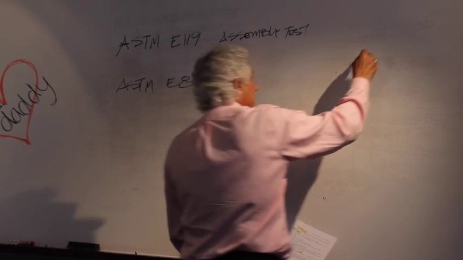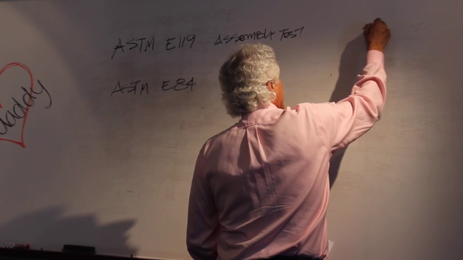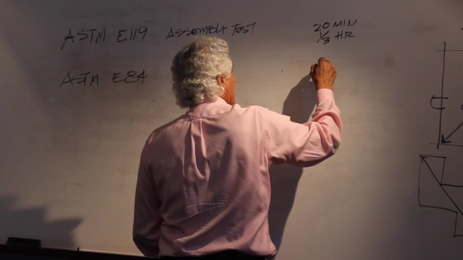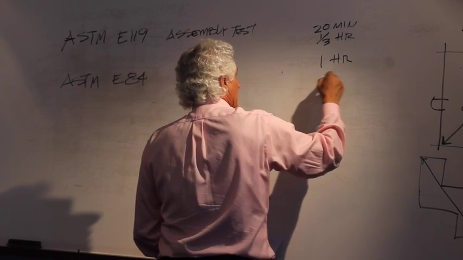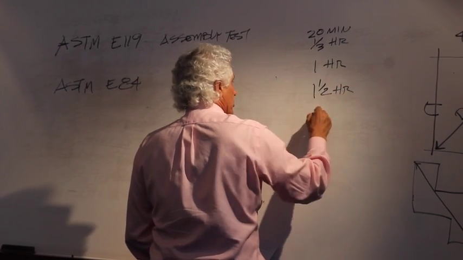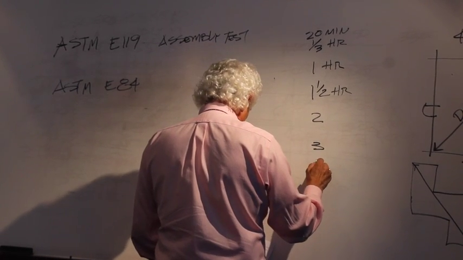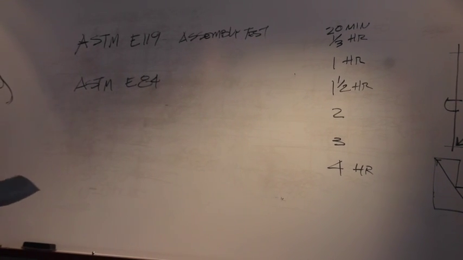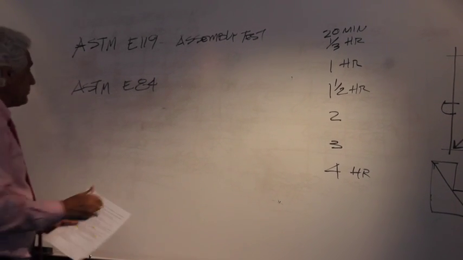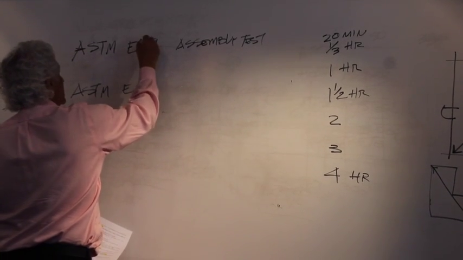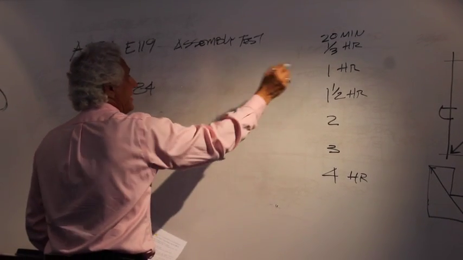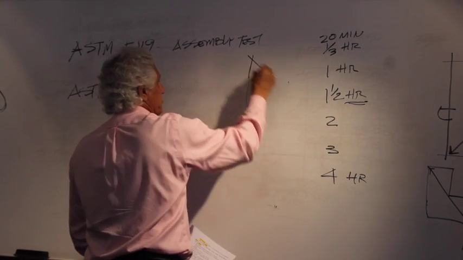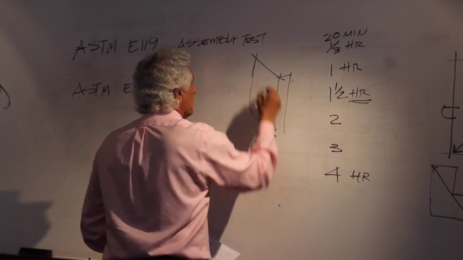The construction is rated anywhere from 20 minutes, or sometimes referred to as a 1/3 hour, a 1 hour, 1.5 hour, 2 hour, 3 hour, or a 4 hour rating. And the code will dictate when you have to have those types of rating for the construction. This is an assembly test, and that is in hours. Okay? And the assembly is something, let's say, like a wall.